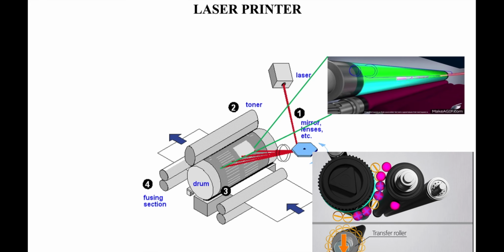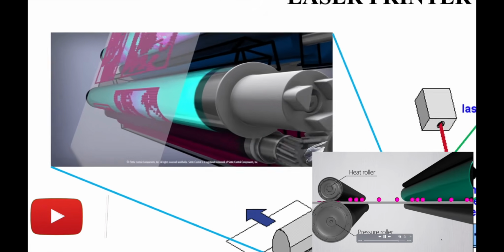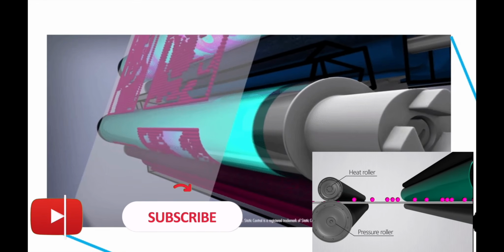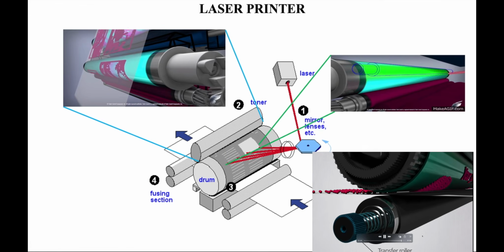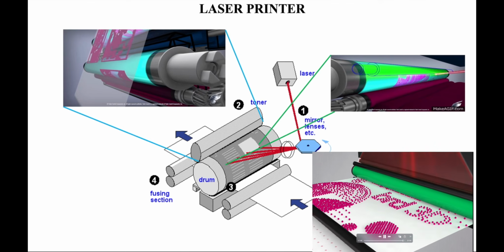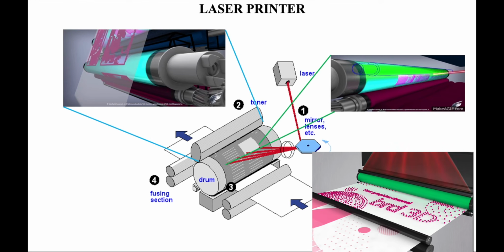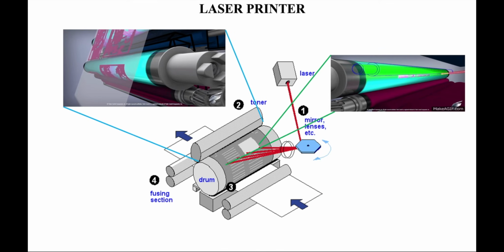That negatively charged particle is attracted towards the positively charged portion, and that particle is placed on a paper, as you can see here. Once these particles are placed on the paper, the fusing section will produce external heat and pressure to fix those particles on the paper. This is the working of a laser printer.